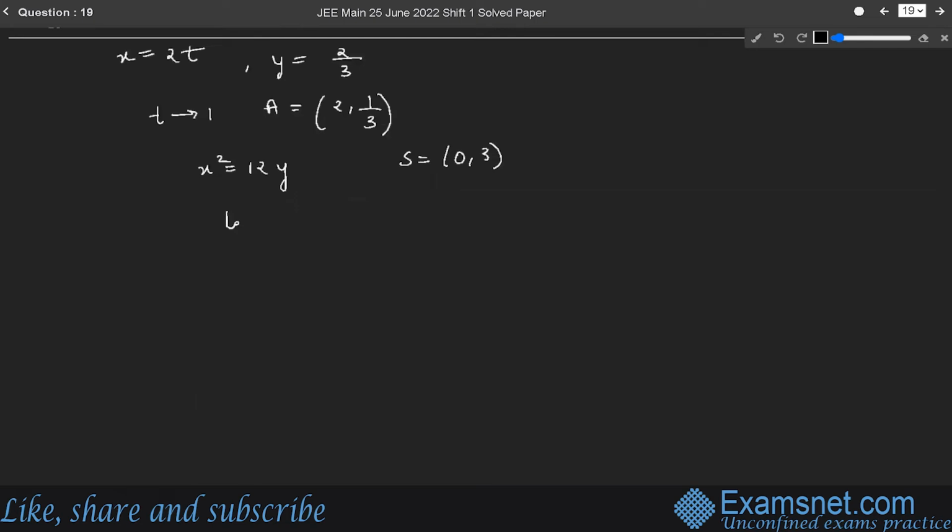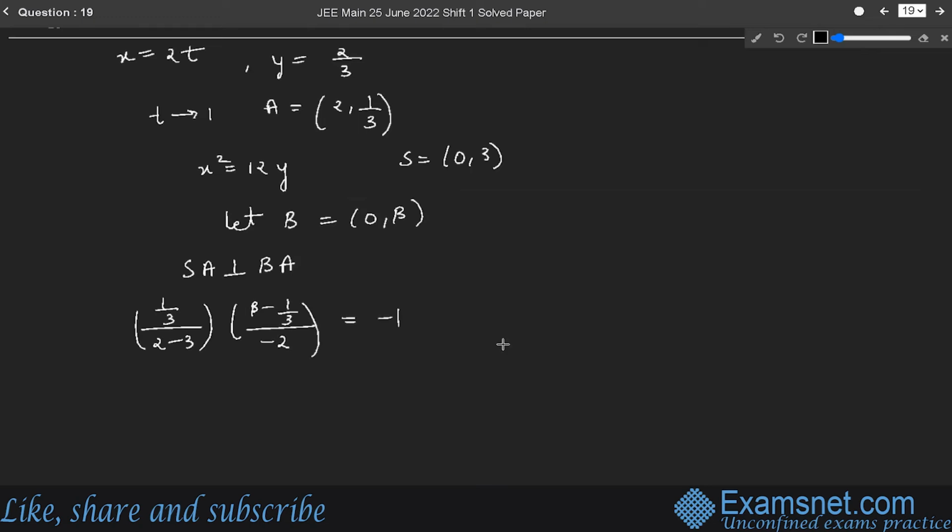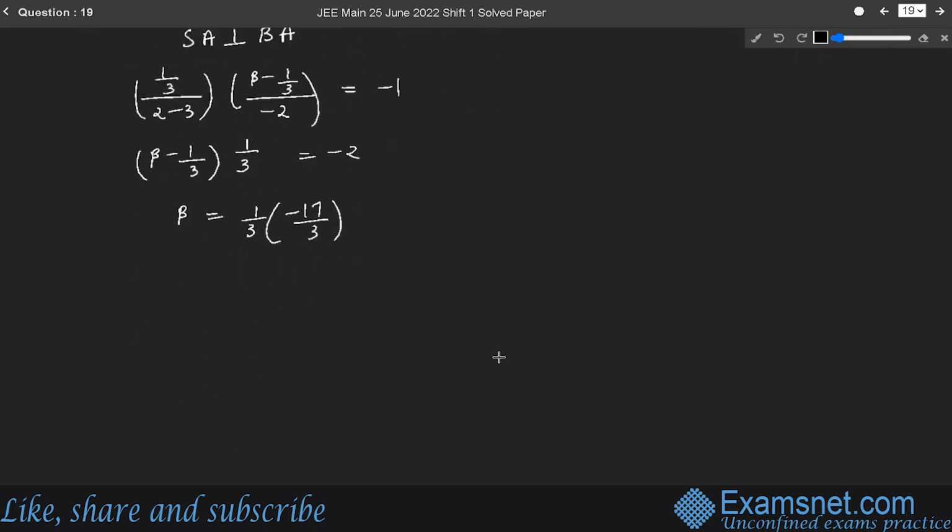So, let B = (0, β). It is given that SA is perpendicular to BA. It means that (1/3 − 3)/(2 − 0) × (β − 1/3)/(0 − 2) = −1. So, (β − 1/3) × (1/3) will be equal to −2. Therefore, β will be equal to 1/3 × (−17/3). So, this is the value of beta.